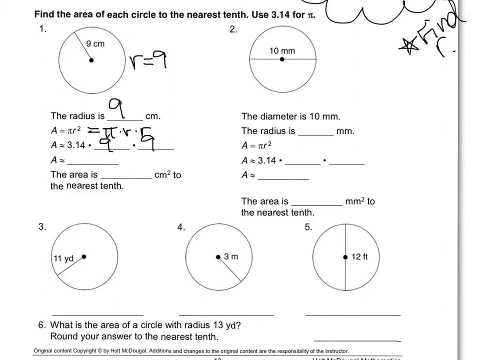I need to see that step. Don't just type it into the calculator. When you do 3.14 times 9 times 9, you get 254 and 34 hundredths. Our directions say to round to the nearest tenth, so that would be 254 and 3/10 centimeters squared.